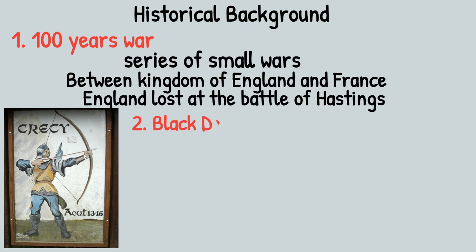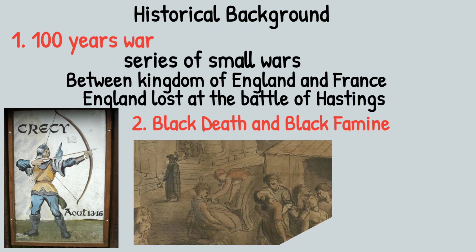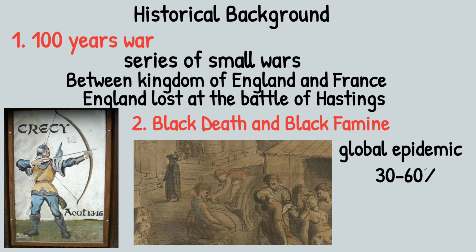Another important event that took place was the Black Death or Black Famine. The Black Death was a devastating global epidemic of plague that struck Europe and Asia in the mid-1300s. Plague is a serious bacterial infection that's transmitted primarily by fleas. It killed about 75 million people, including 30 to 60% of the population in Europe.